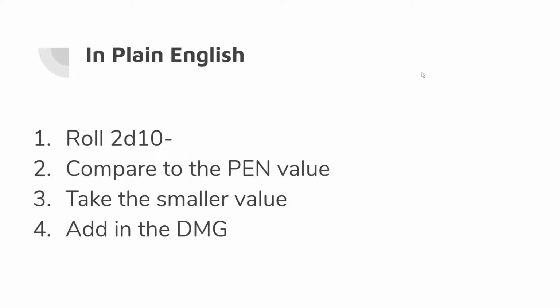For the rest of the world, in plain English, what we do is we roll 2d10 minus. We take that number, we compare it to the penetration value. We take the smaller of those two values, and then we add in the damage value of the weapon. We'll have a couple examples.